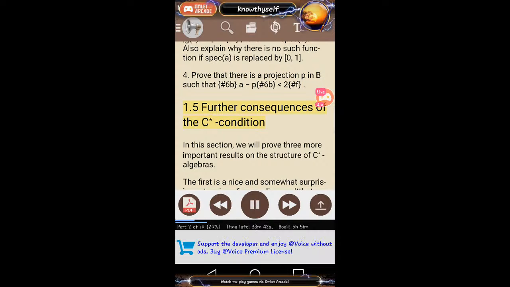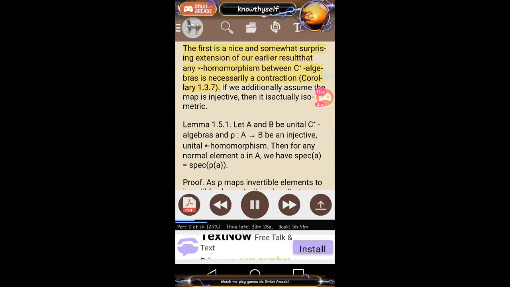1.5 Further consequences of the C* condition. In this section, we will prove 3 more important results on the structure of C* algebras. The first is a nice and somewhat surprising extension of our earlier result that any homomorphism between C* algebras is necessarily a contraction, corollary 1.3.7. If we additionally assume the map is injective, then it is actually isometric.